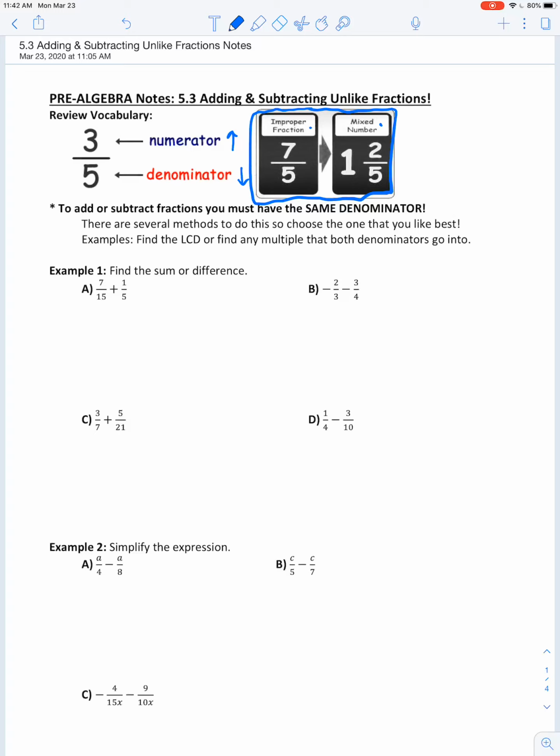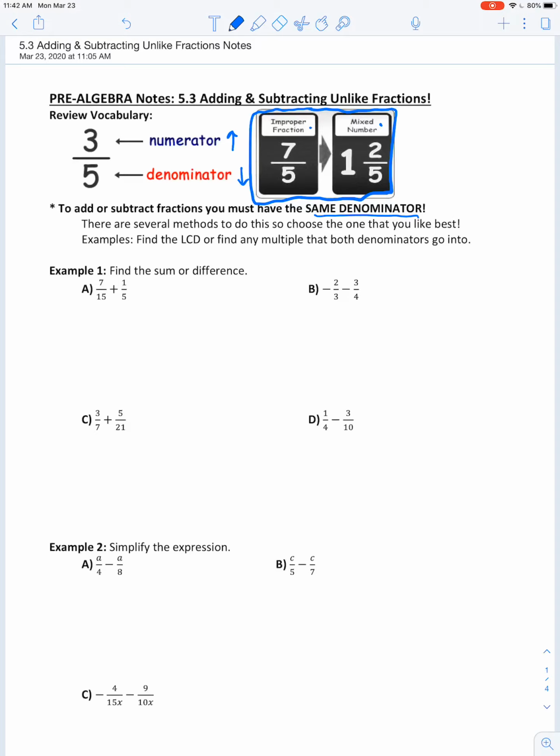Okay, so to add or subtract fractions, you must have the same denominator. That is so important. There are many different ways that we can do this, and I want to emphasize that I am going to show you today how I might solve these, but if you have another method that is working for you, just keep doing that. As long as it is working for you, that's totally fine with me, okay?